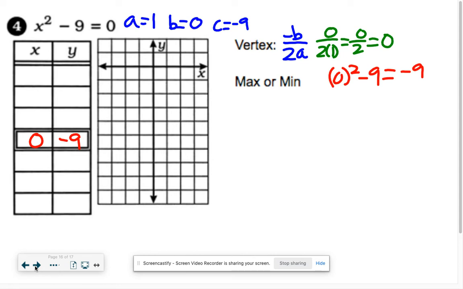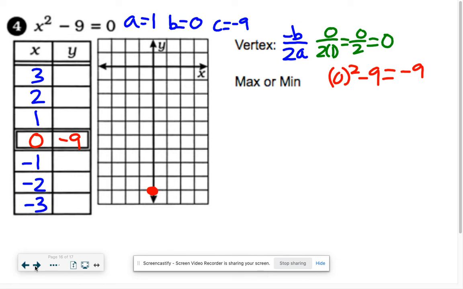So let's graph that just so we can see. So 0 is just in the middle, and we're going to go down 9. 1, 2, 3, 4, 5, 6, 7, 8, 9. Okay, now remember, you're going to pick numbers to plug into our equation. So I think the easiest would be like 1, 2, 3. And then remember, go the other way, negative 1, negative 2, negative 3.